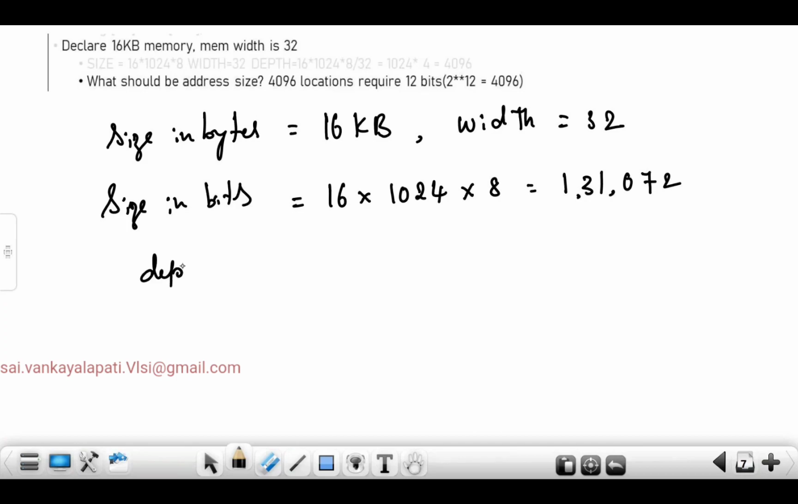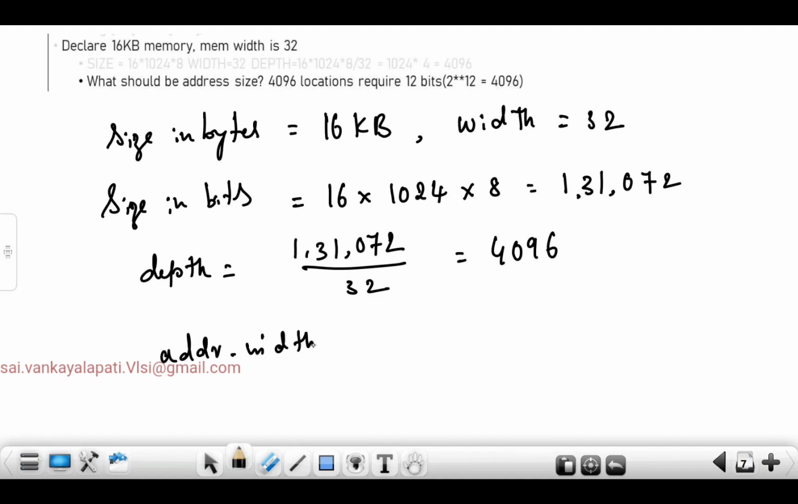Now what is the depth? 131072 divided by 32 gives 4096, this is the depth I'm getting. What is the address width for this? Is it 2 power 10 or 2 power 12? 2 power 12. Therefore, address width is 12. You don't understand this? So this is how to calculate the size in bits, the depth, and the address width. Now you can take up this example.